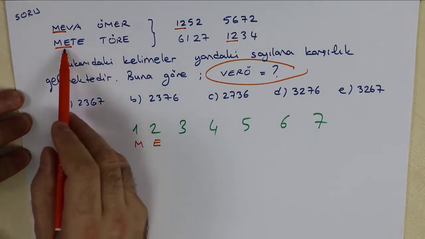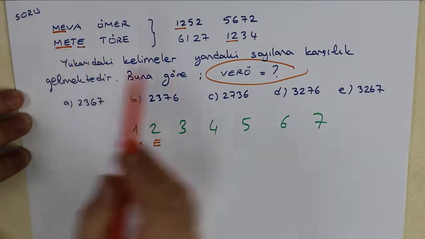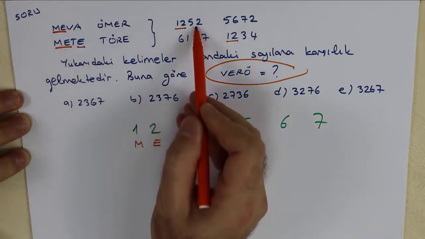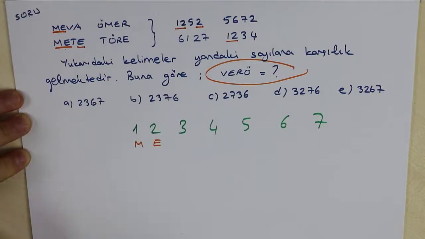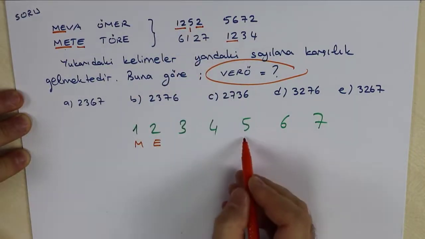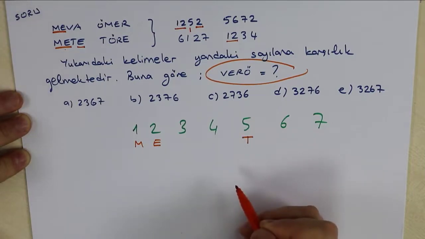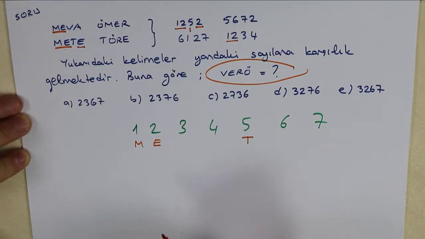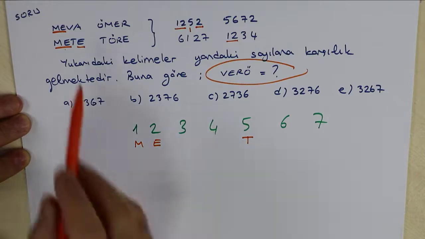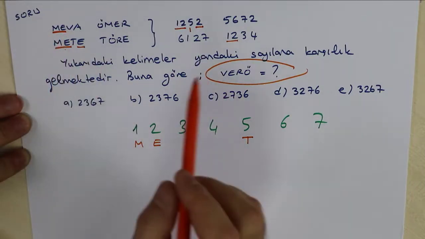Let's look at mete again. So we have 1 and 2, and now we know that E is equivalent to 2. So 1, 2, 5, 2: we can replace 2 in this case by E, but 5 in this case is replaced by T. So in this case, 5 is equivalent to T.